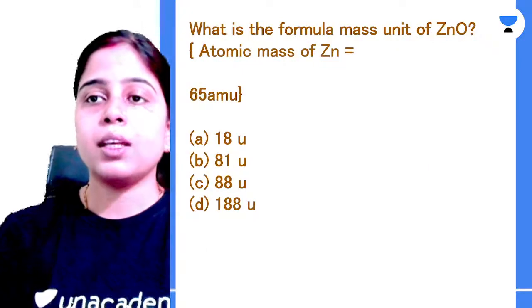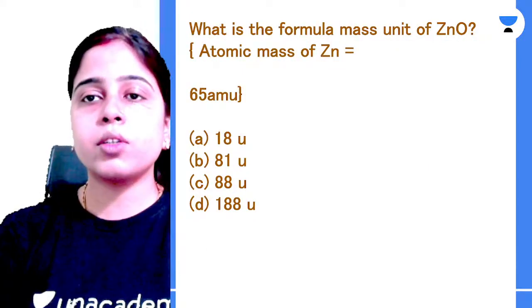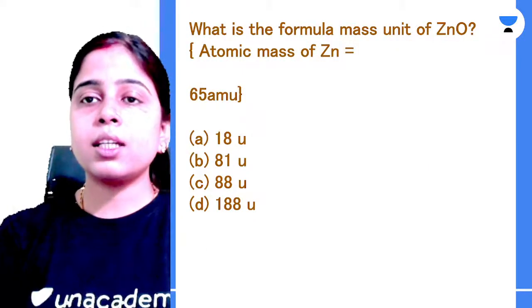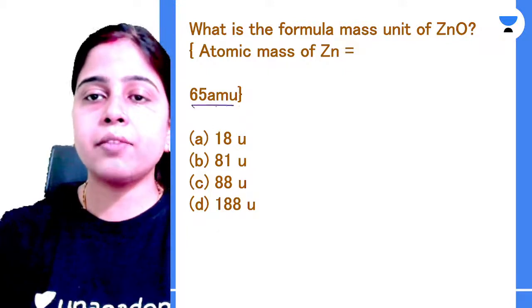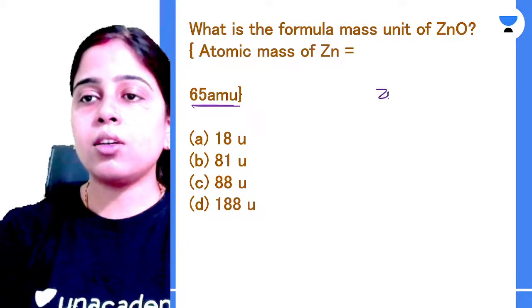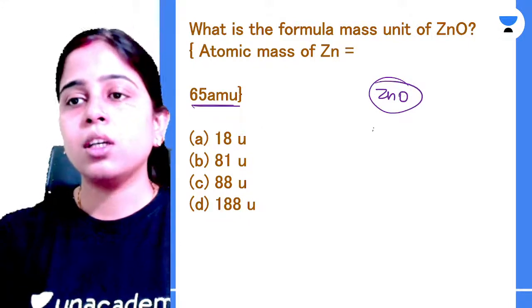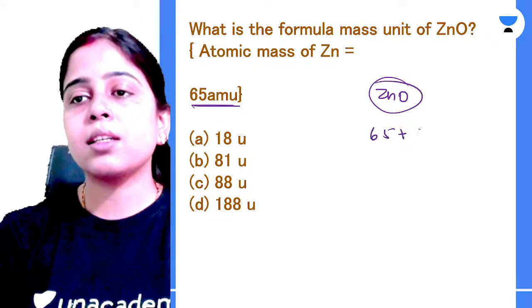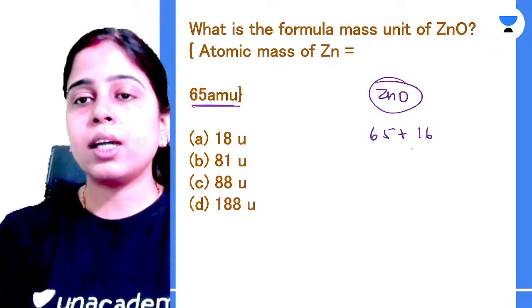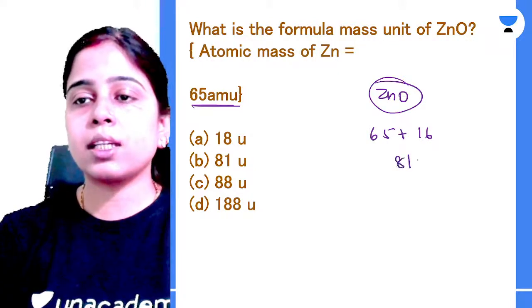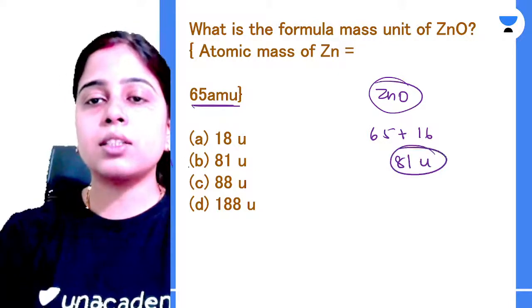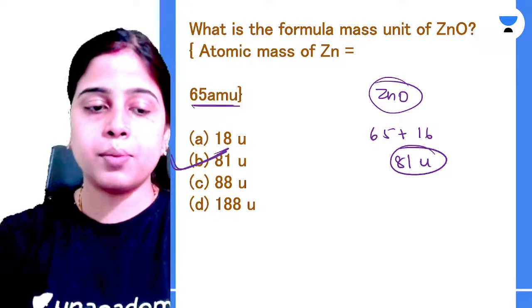Clear? Next is, what is the formula mass unit of zinc oxide? Zinc's atomic mass is 65 AMU. In zinc oxide you have one atom of zinc and one atom of oxygen. So 65 plus 16, what do you get? 6, 5 is 11, 6, 1 is 7, 8. 81 U is the correct answer, option number B.